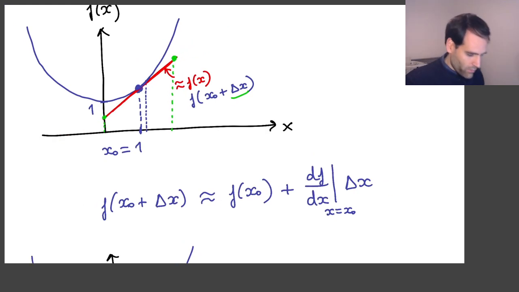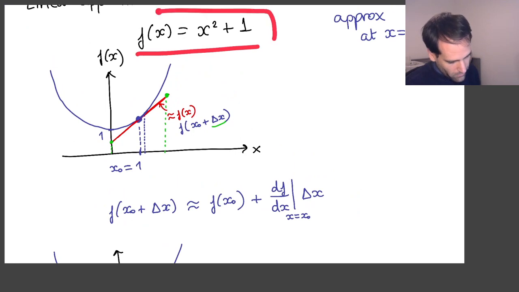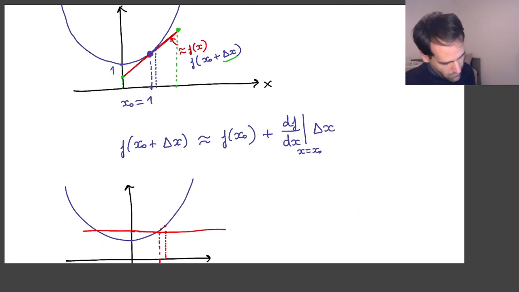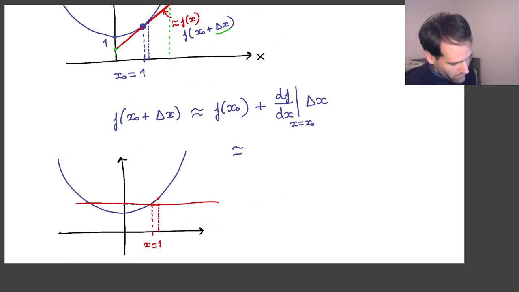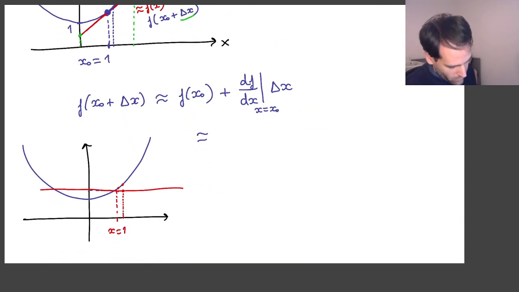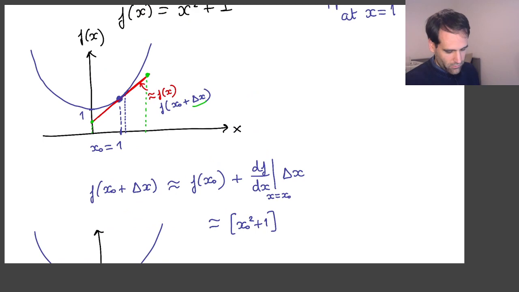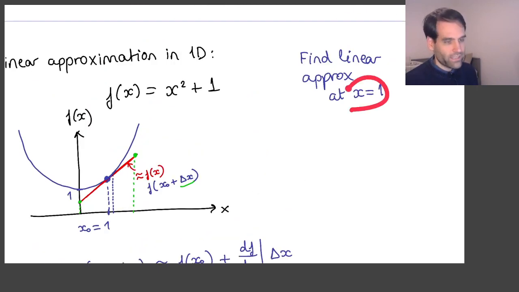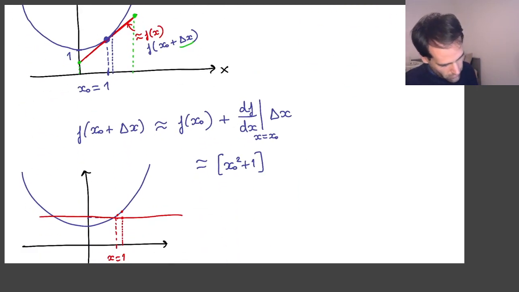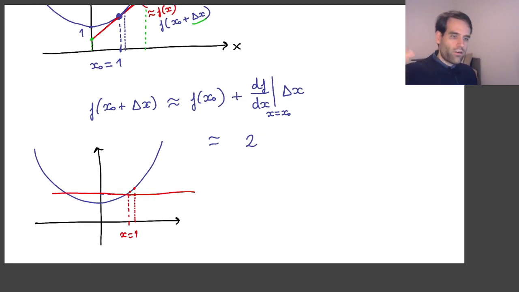Okay? So let's do it for this particular example of x squared plus 1. What is f of x0? So f of x0 is x0 squared plus 1, right? And x0 is 1, because we are doing the linear approximation around x equals 1. So this would be equal to 1 squared plus 1, that is 2. So let's write 2. Okay, so that's the value of the function at that point. So that's not a good approximation, as we know. This is just a horizontal straight line.